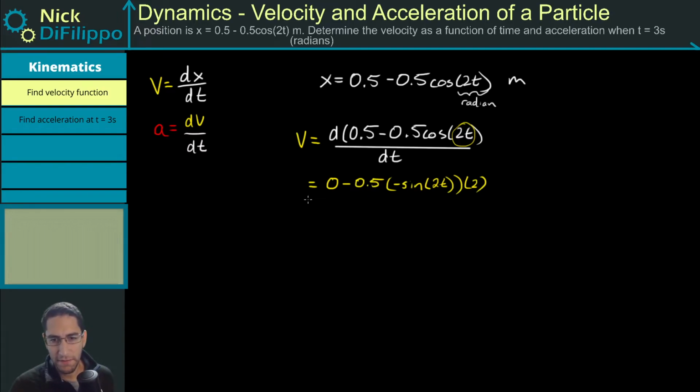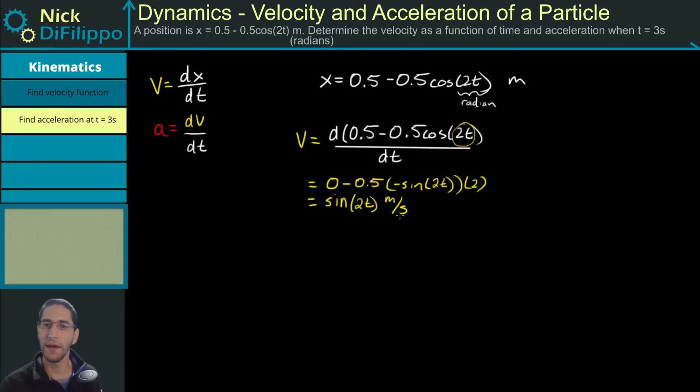Now when we simplify, this negative sign and this negative sign make a positive. The 0.5 and the 2 multiply together to give 1. So we get that our velocity is equal to the sine of 2t, and our units are meters per second. Now that we have our velocity, let's look for our acceleration.